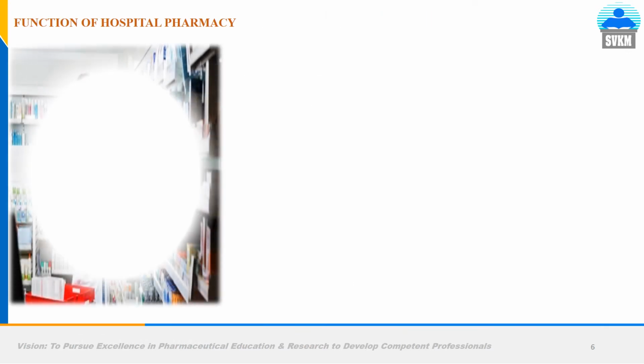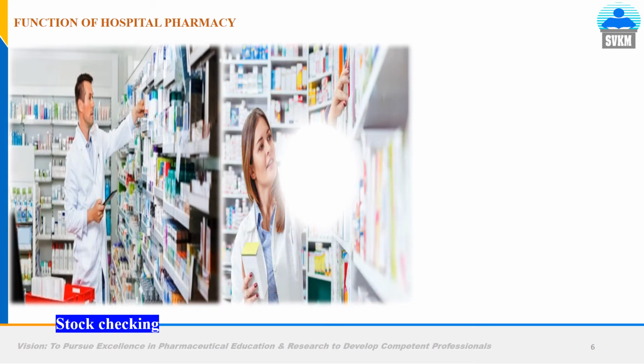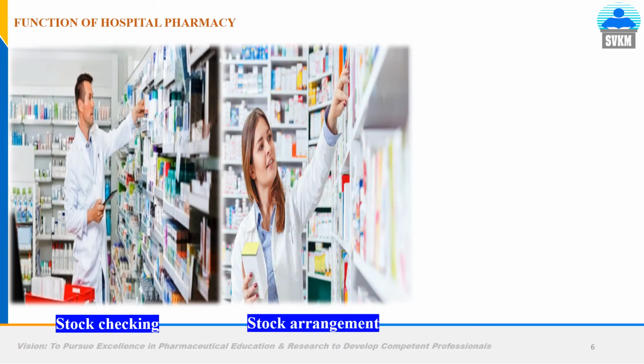Then moving towards the next function, that is nothing but stock checking. Once the medicines become available in the hospital pharmacy, it's the duty of a pharmacist to do regular stock checking without fail, and stock checking of the essential life-saving or emergency drugs on a daily basis. It's the responsibility of the hospital pharmacy to go for daily stock checking of those categories of drugs that come under emergency medical services or the emergency medical department.